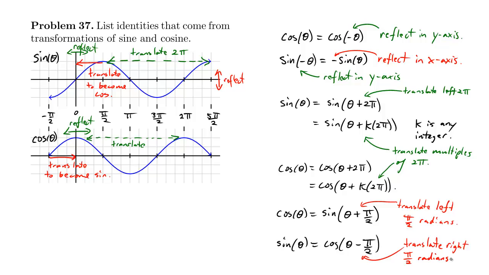Take some time to look at cosine and sine and see if you can find any other identities. The identities that you're likely to find come from applying combinations of the ones above.